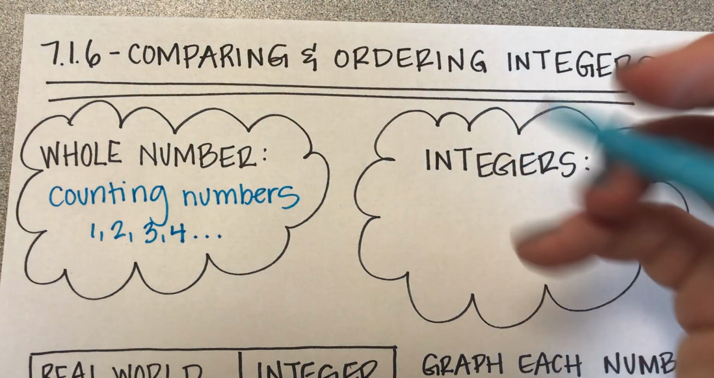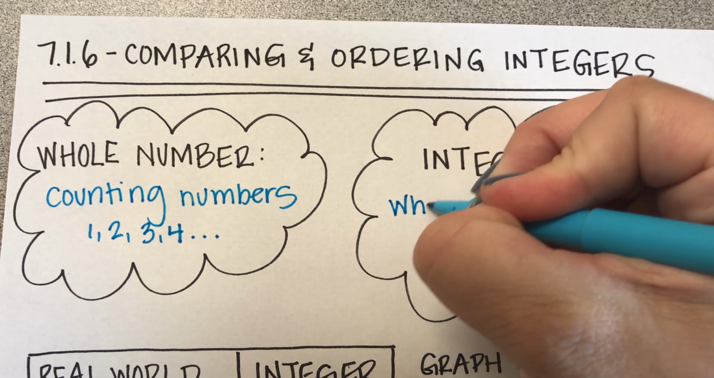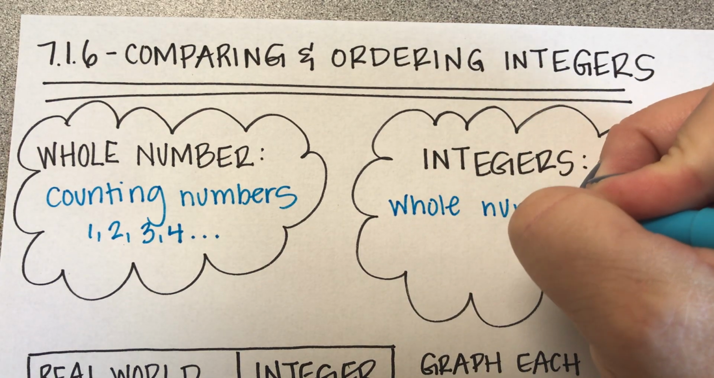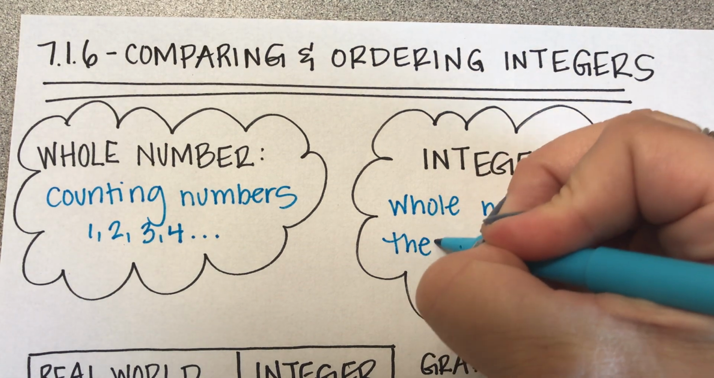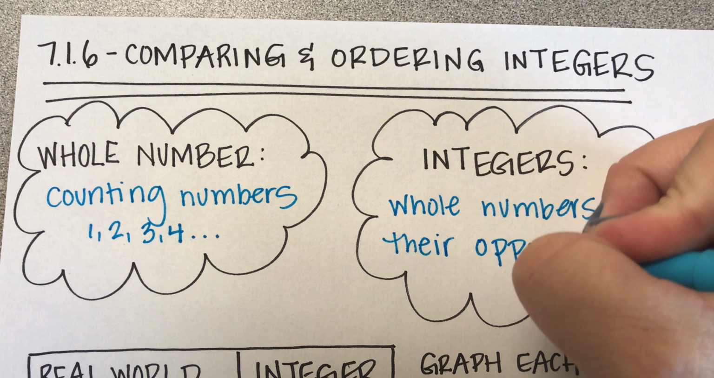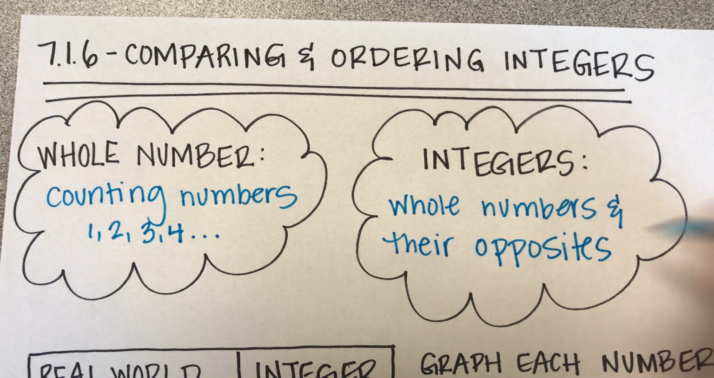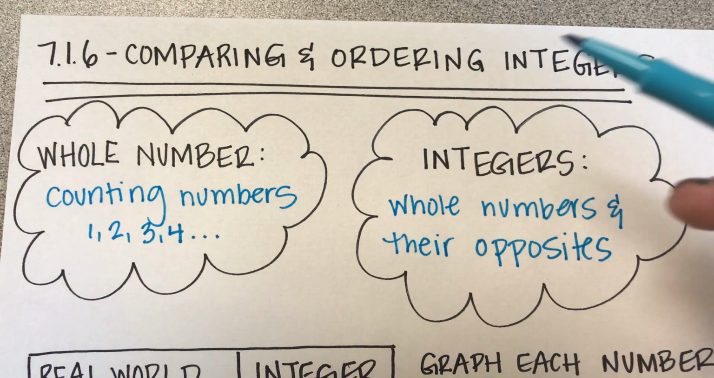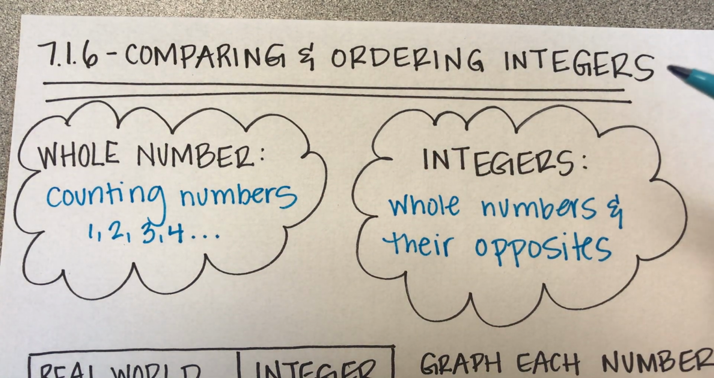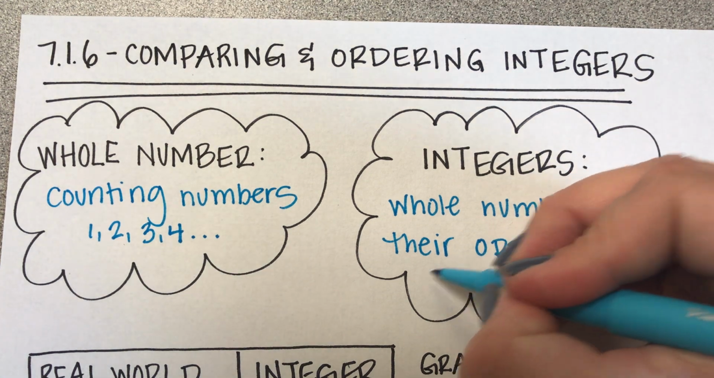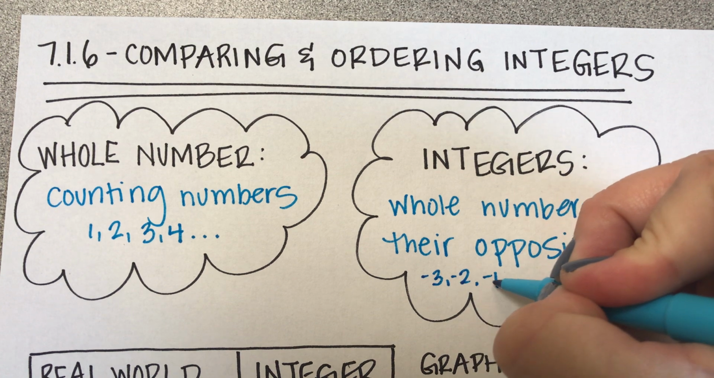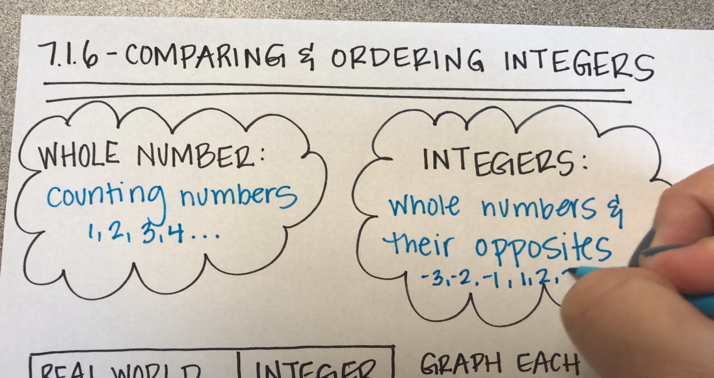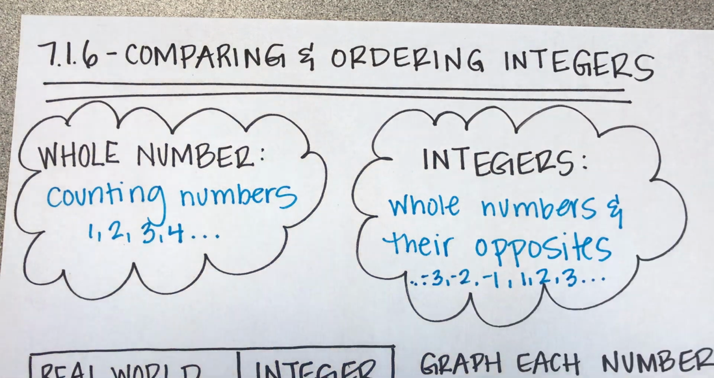Okay, and then integers are whole numbers and their opposites. Okay, so all the whole numbers, so all the 1, 2, 3, 4s, and all of their opposites. So the negative 1, 2, 3, 4. So let's see, let's just write -3, -2, -1, 1, 2, 3, on and on and on and on.